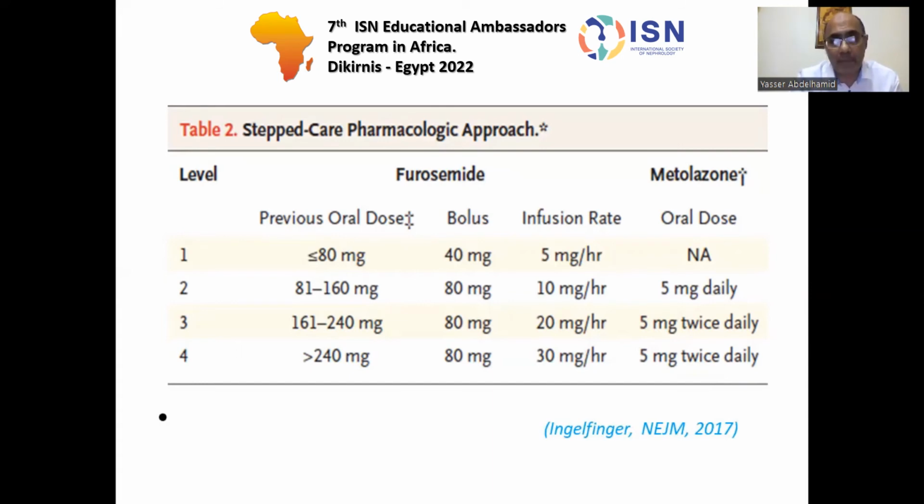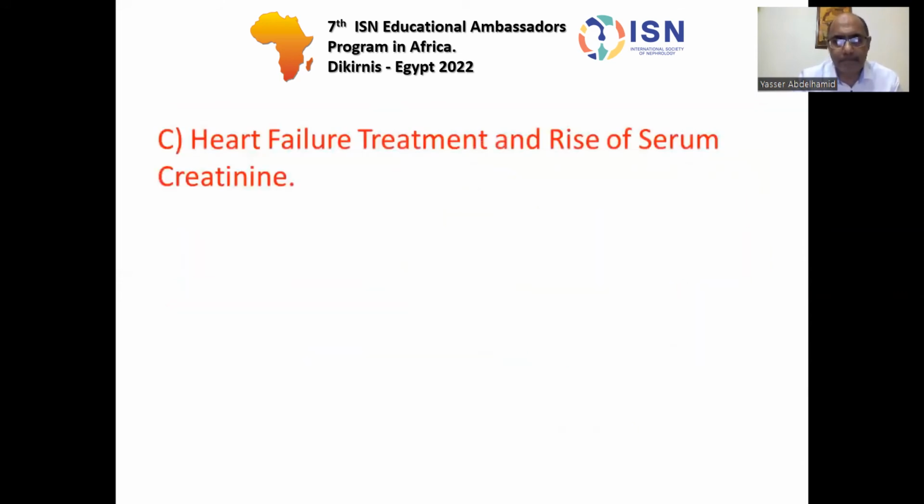For me, in my clinical practice, really, I use this if I have a diuretic resistance and if my patient is not responding well to IV infusion. And these are the doses to use according to previous IV infusion rate.